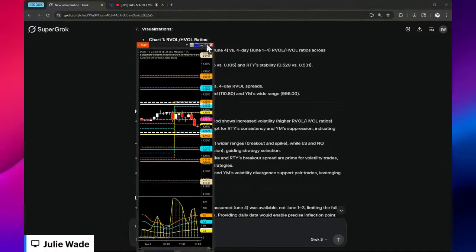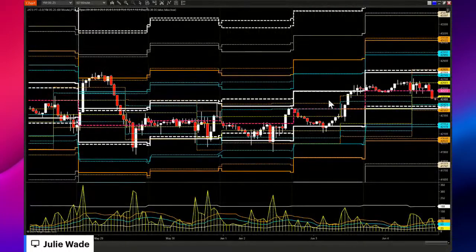Here's the YM. I guess we got the little volatility spike yesterday, went outside the one, but definitely stayed inside the one today. Monday, or this May 29th, you can see it went up to the 3 and then came back down.